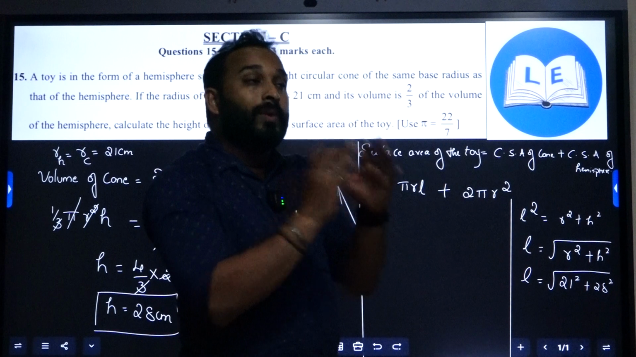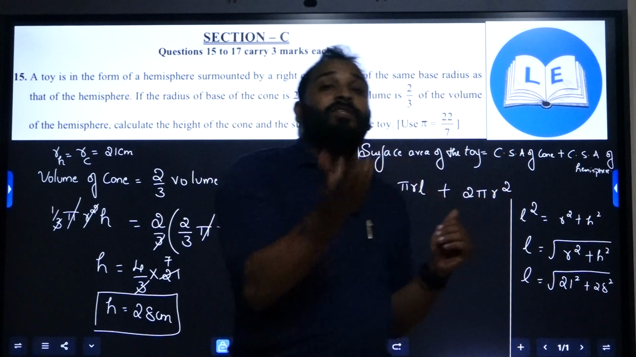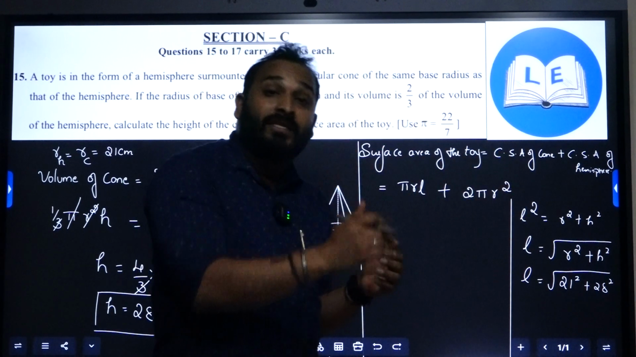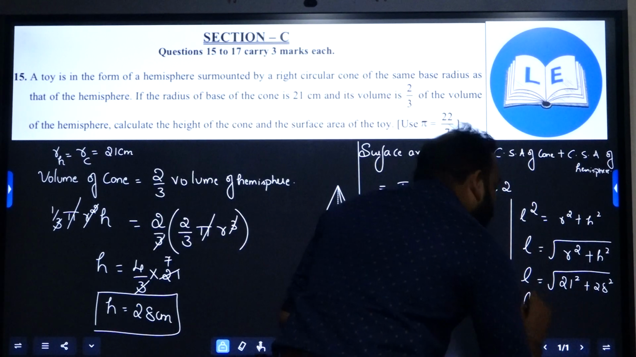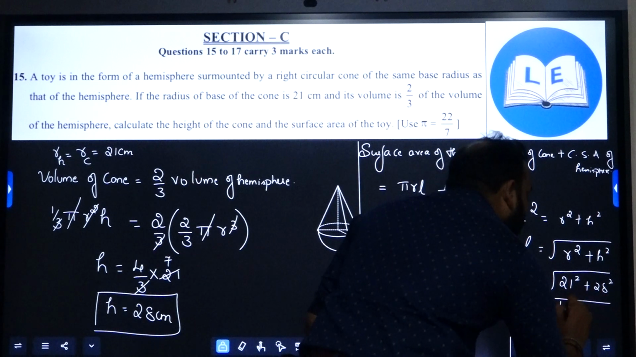21 square, how do we multiply? 21 into 21. 21 10 times is 210. 20 times is 420. Plus 21, 420 plus 21 will be 441. So we get this as 441.